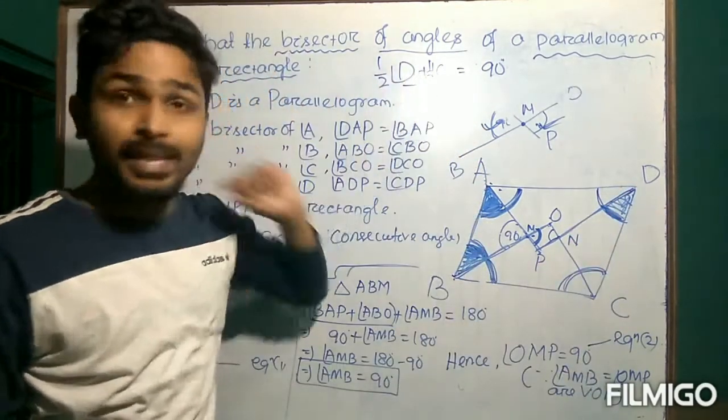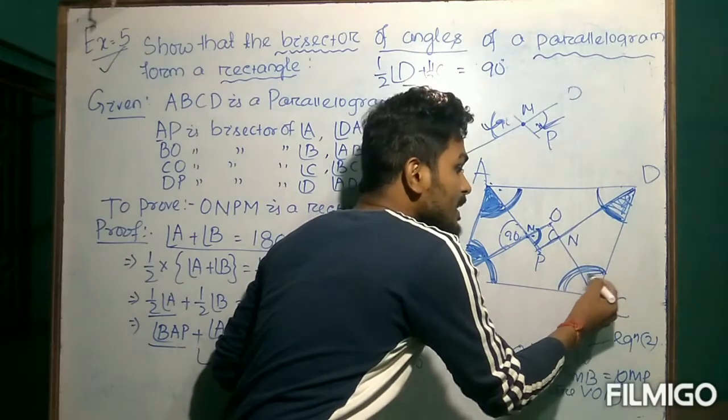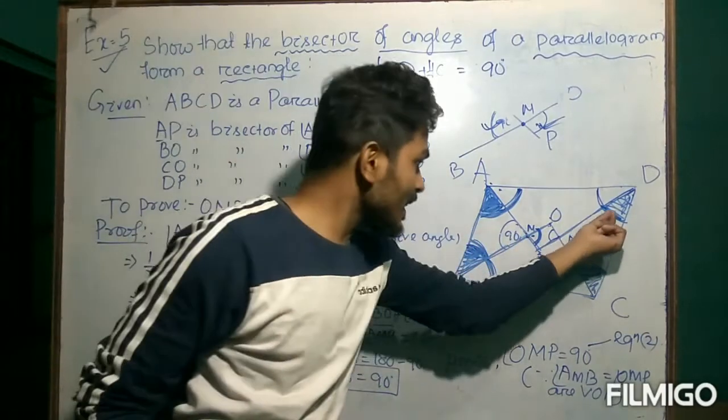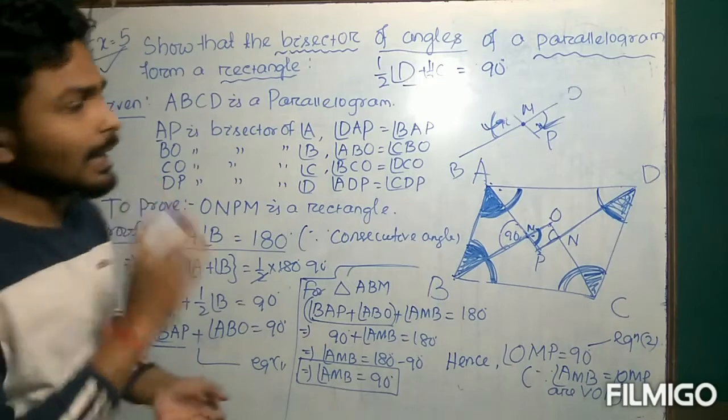Okay? Similarly, half of C means this is the angle and OC is the angle bisector, so half of C means we can write this angle, isn't it? So we have proved that this angle plus this angle is equal to 90 degrees. Similarly like this. Okay. Next.